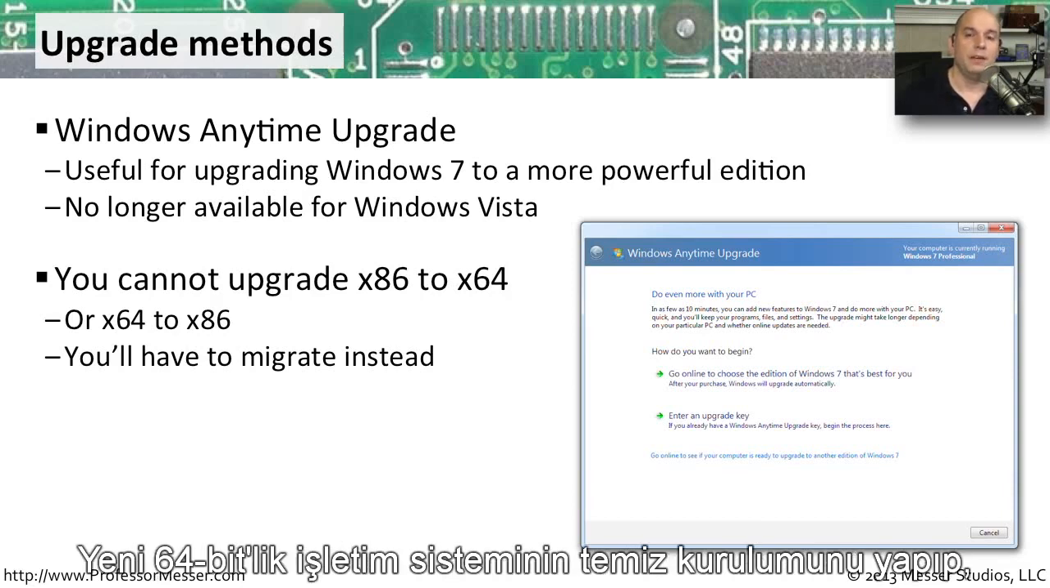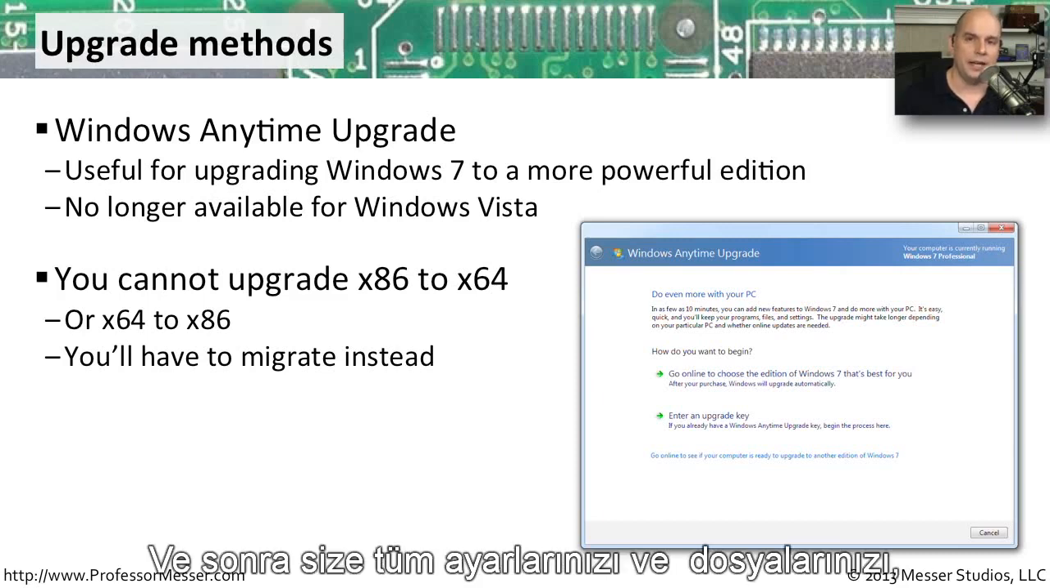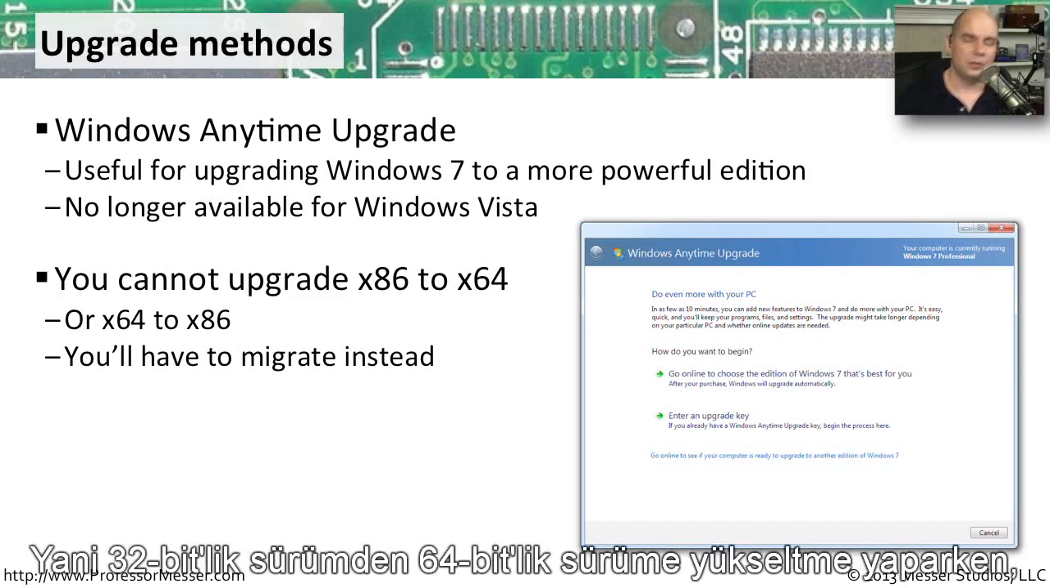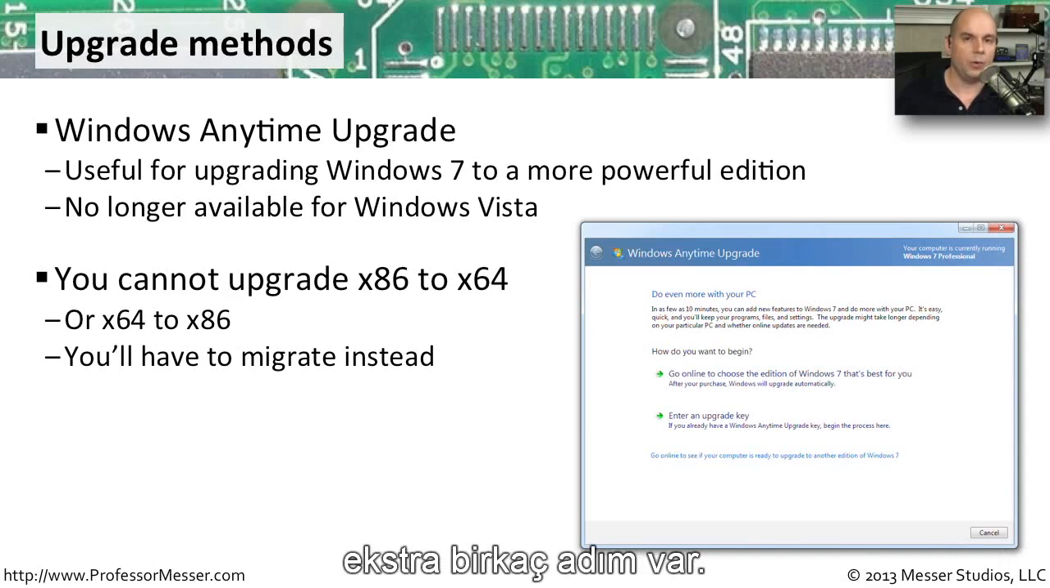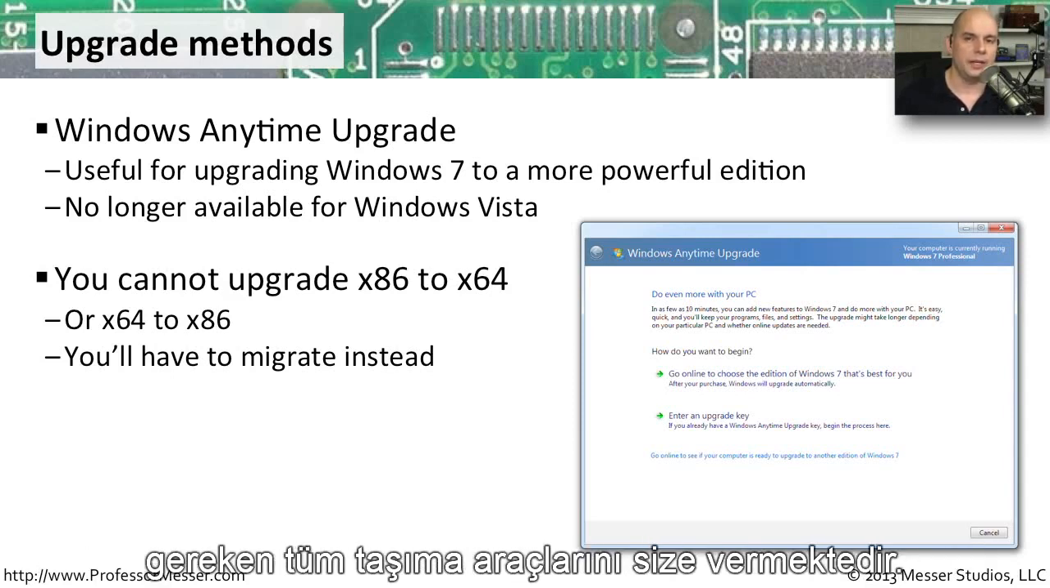You perform the full upgrade, a clean install of the new 64-bit operating system, and then you can migrate all of your settings and all of your files back onto the 64-bit OS. So there's a couple of extra steps when you're upgrading from a 32-bit to 64-bit, but fortunately Microsoft gives you all of the migration tools that you'll need to make that move successful.